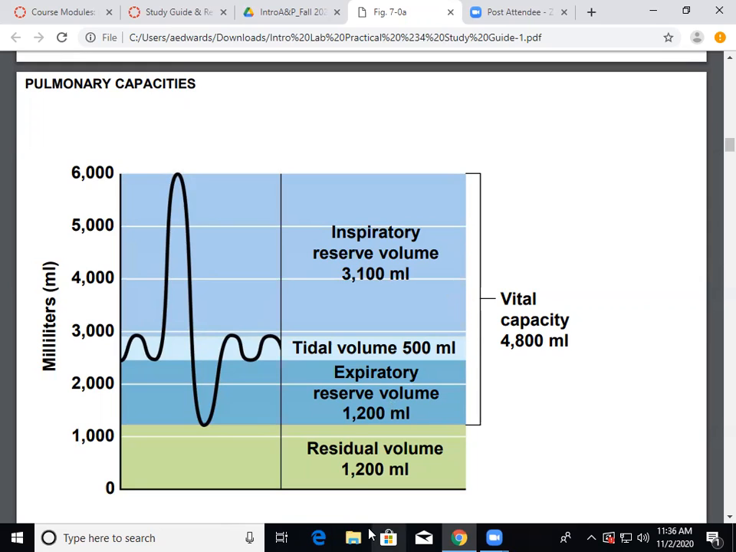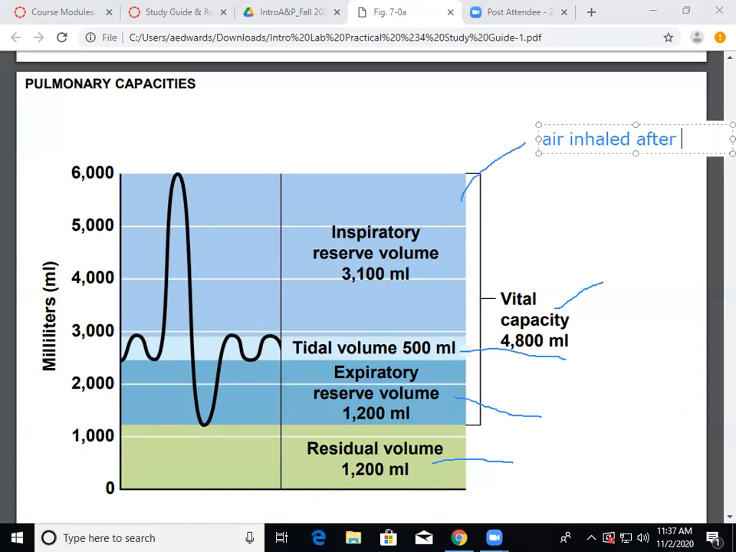But again, just to review, I'm going to draw lines, and I'll type. Your tidal volume.